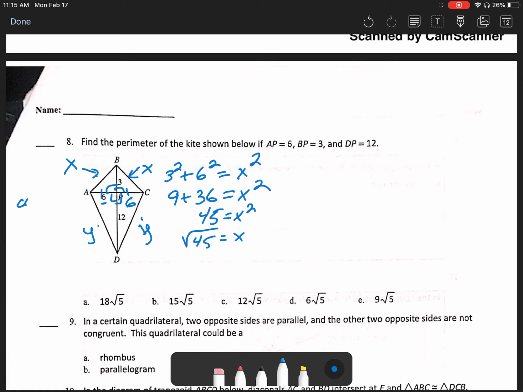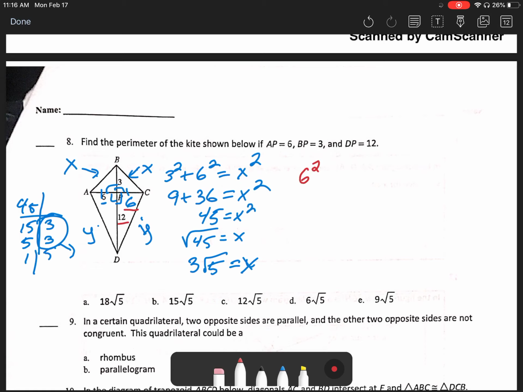I'm going to simplify 45 over here. You can't divide 45 by 2, you can divide it by 3. That's going to be 15. 3 times 5, and 5 times 1. So we have a pair of 3's out. So it's going to be 3 on the outside because that's the part that I can take the square root of, and we have a 5 on the inside. So that's my x. For my y, I have a 6 and a 12.